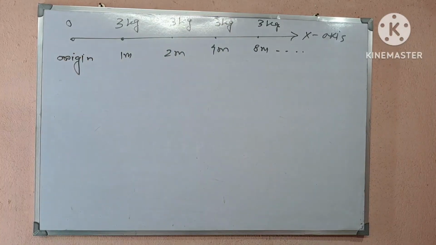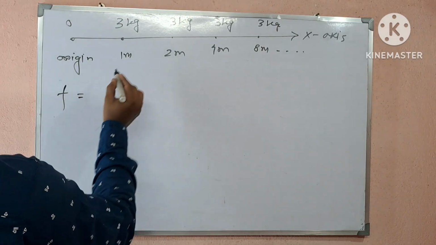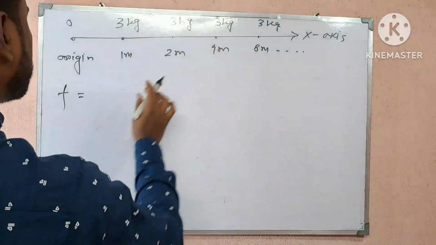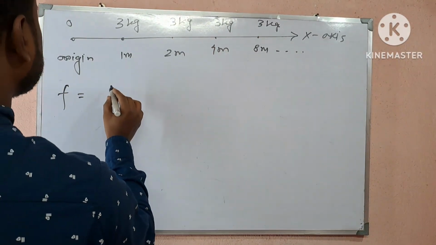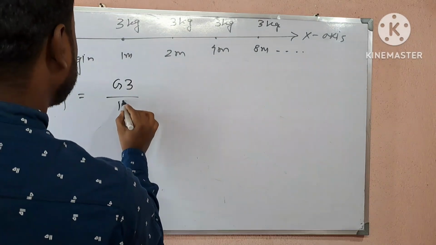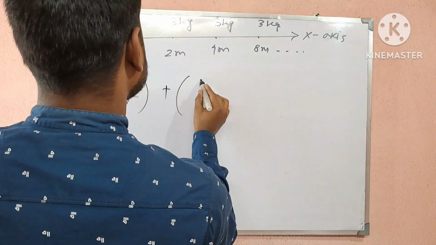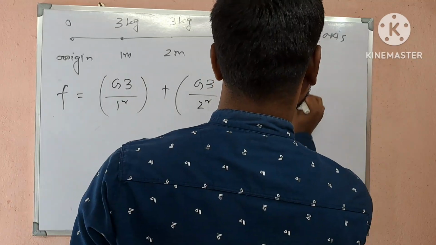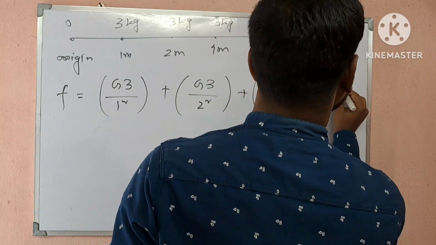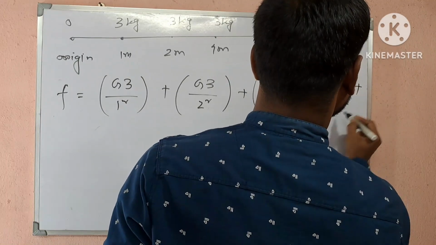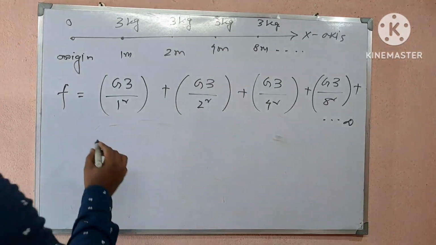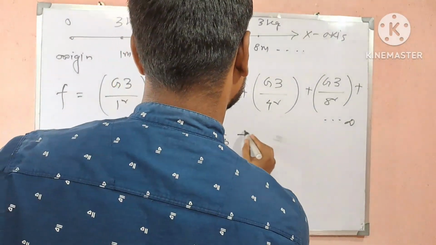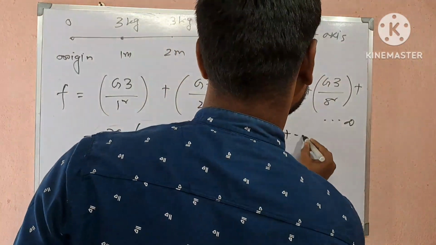Now total gravitational field at origin will be equal to the sum of gravitational fields due to all these objects at origin. So for all these objects, the gravitational fields are respectively G into 3 divided by 1 square, plus G into 3 divided by 2 square, plus G into 3 divided by 4 square, plus G into 3 divided by 8 square, plus infinity. Now from here, if you take 3G common, then that will be 1 plus 1 by 4 plus 1 by 16 plus 1 by 64 plus infinity.